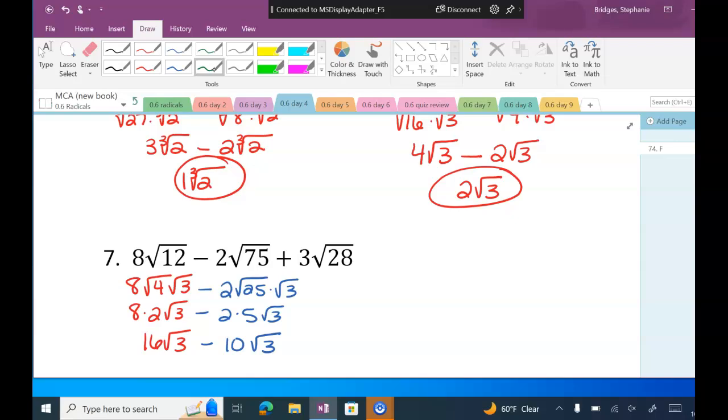And then we're going to do the same thing with the 28. 28 is not a perfect square. What perfect square goes into 28? 4 times 7. So that turns into 3 times 2 times the square root of 7, which gives me 6 square roots of 7.